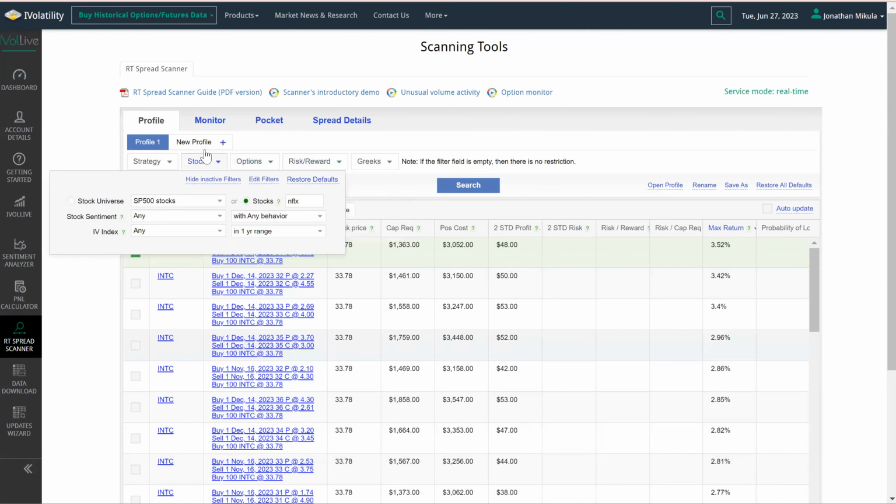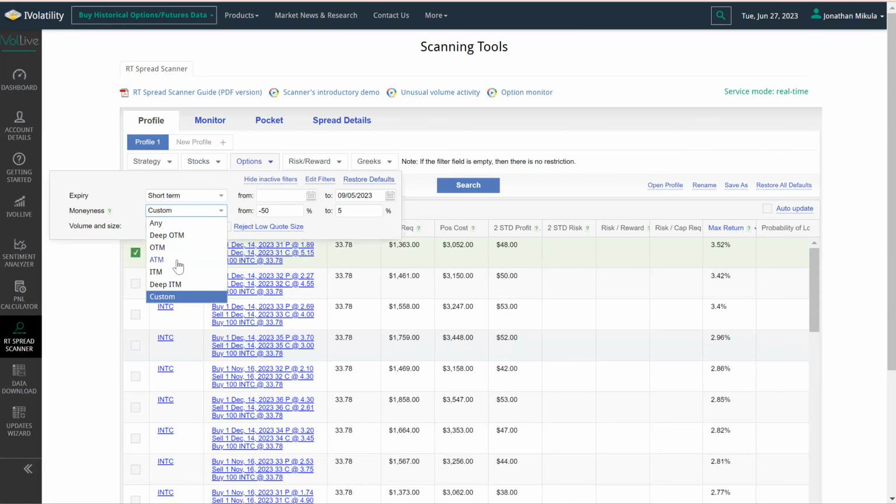Feel free to choose deep out of the money. If you're an at the money trader, which I am, feel free to do at the money. If you're an in the money trader, you like to play the deltas, feel free to choose in the money. But for now, I'll just put at the money. I think that's the most common.